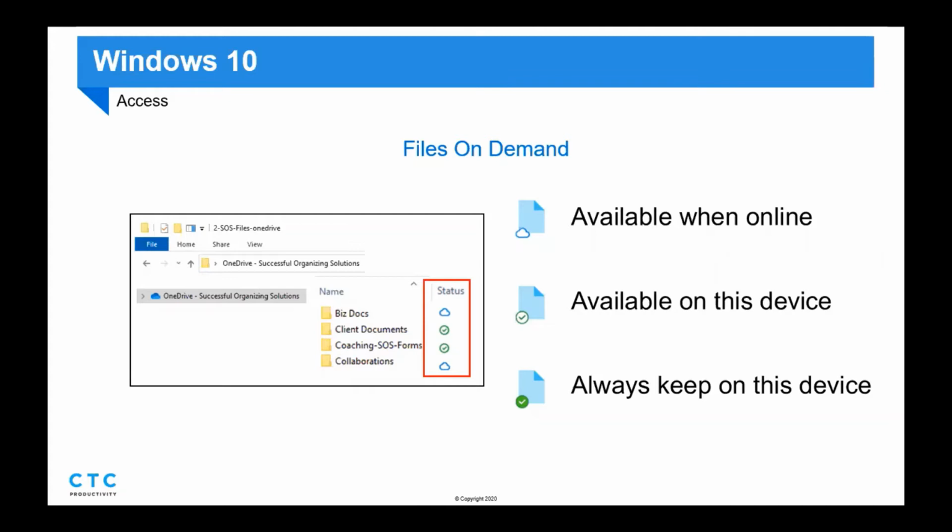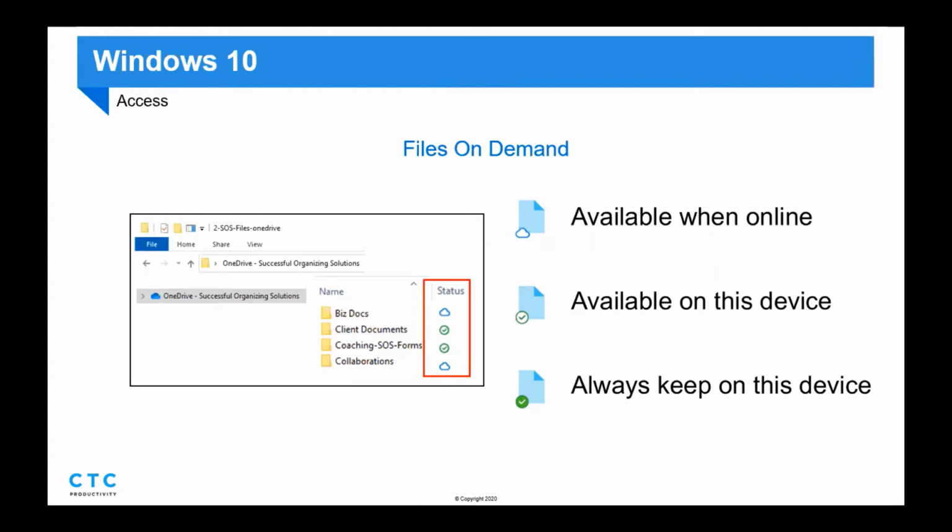If you happen to see the green circle with white in the center and the green check mark, that means that you've already downloaded it and it's available. So as soon as you click on that file folder or that document, it's going to open up for you. You don't have to wait for it to download. And if there happen to be files that you're like, you know what, I use this all the time, whether I'm online or offline, and I want it to be available all the time, you actually can mark it and say, always keep on this device.